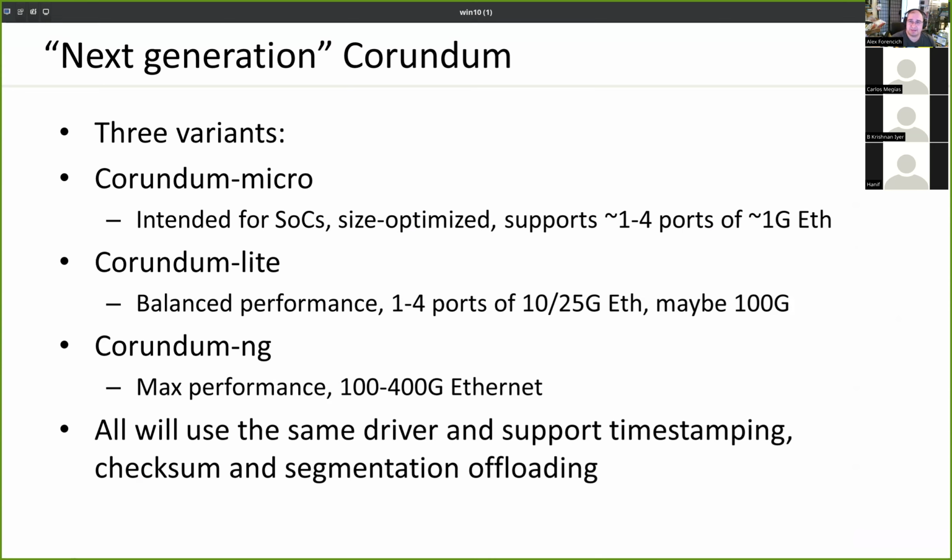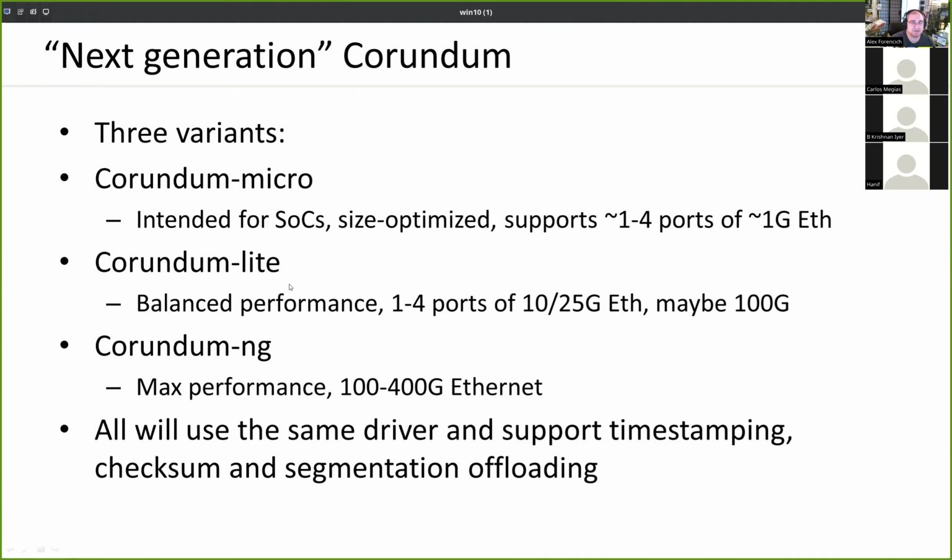And then moving on to Corundum itself, the plan is to make a couple of different variants of Corundum to supersede the old one, which is under a permissive license and written in Verilog. The new ones will be under the CERN OHL strongly reciprocal license, and they'll be written in SystemVerilog. The plan, at least at the moment, is to make three different variants. The first one is going to be very small, intended for SoCs, size optimized, supporting a handful of ports at 1 gig, potentially up to a single port at 10 gig or 25 gig.